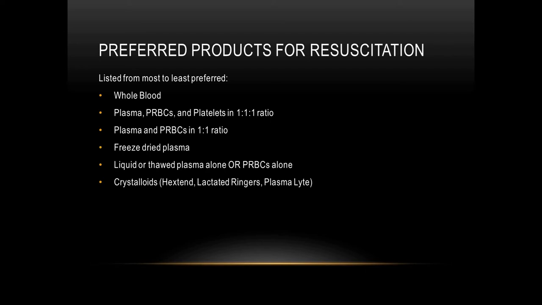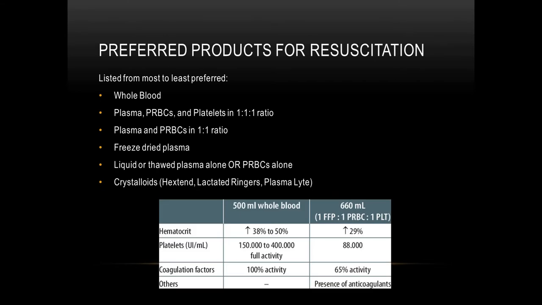We have to go through different IV lines, and it just becomes more difficult. But maybe we don't have whole blood, and it's the next best thing. Lastly, we have plasma and packed red blood cells in a 1-to-1 ratio. Then we have freeze-dried plasma if we don't have any other blood products. And then we can come into either liquid or thawed plasma or PRBCs by themselves. And then lastly, and this is where most of us live, is crystalloids. So we're more familiar with lactated Ringer's, saline, maybe Plasma-Lyte. Hextend was used in the military for a long time. But those are not always our preferred products, but they are generally what we have to use.